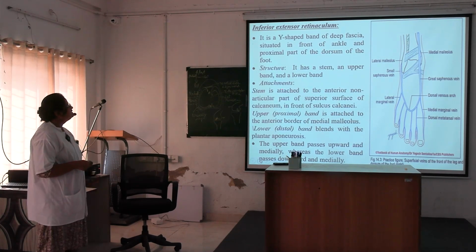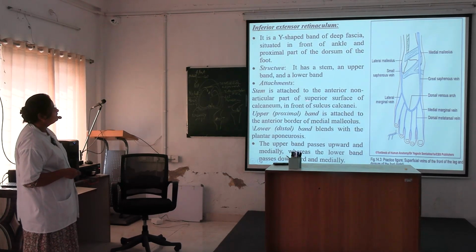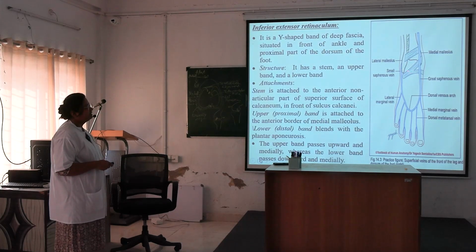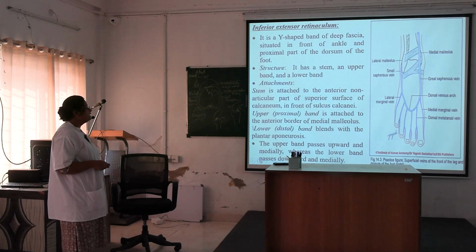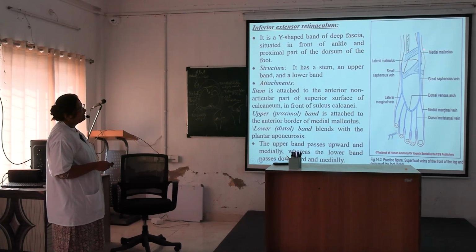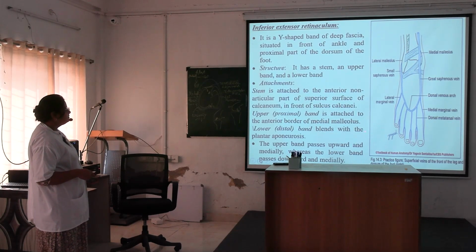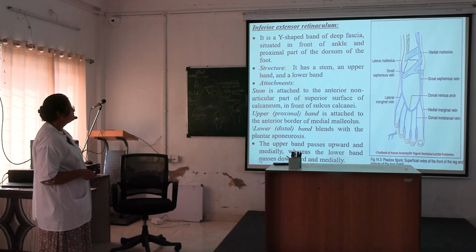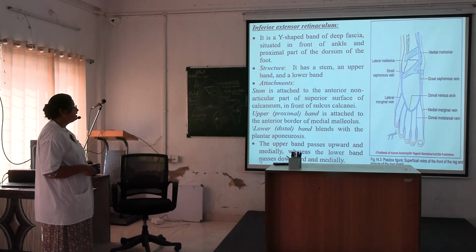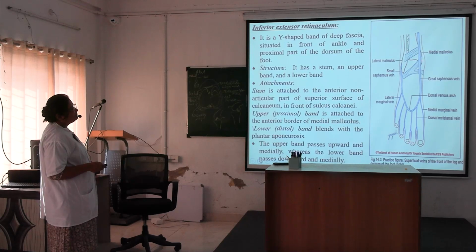So this part is the stem, here is the upper band, here is the lower band. What is the attachment? The stem is attached to the anterior non-articular part of the superior surface of the calcaneum in front of the sulcus calcanei. The upper or proximal band is attached to the anterior border of the medial malleolus. The lower or distal band blends with the plantar aponeurosis. The upper band passes upward and medially, whereas the lower band passes downward and medially.